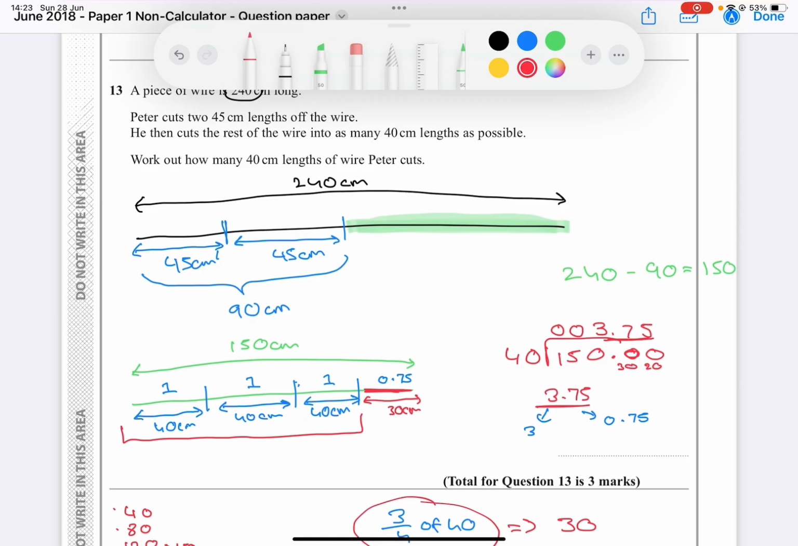That 0.75 that we have over here, that is not 40 centimeters, that is 30 centimeters. To make it 40, he must add another 0.25. But because he doesn't have that yet, that's not 40 centimeters. So your answer, your final answer, will just be 3. Because he can cut 3 lengths of wire that are 40 centimeters, okay? So 1, 2, 3. So your answer would be 3 for this question.